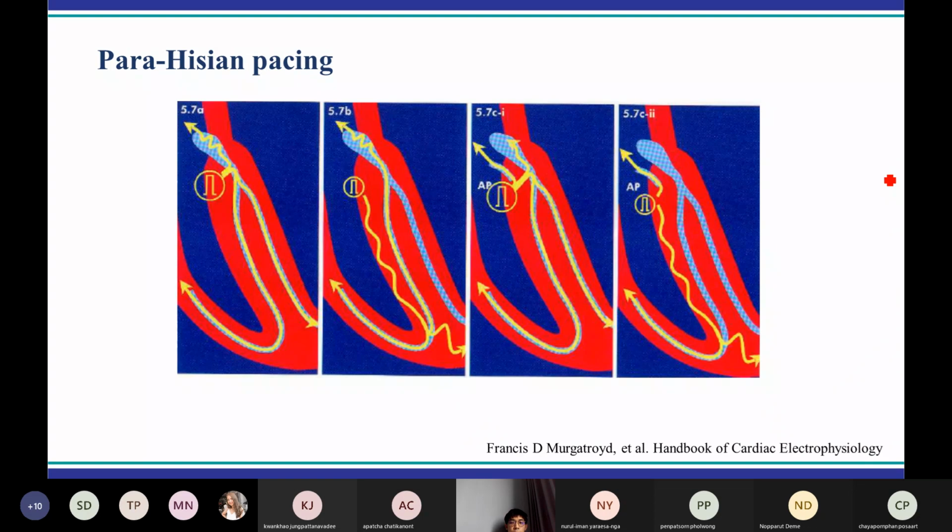Another method of identifying a pathway is to do para-Hisian pacing. So what is para-Hisian pacing?